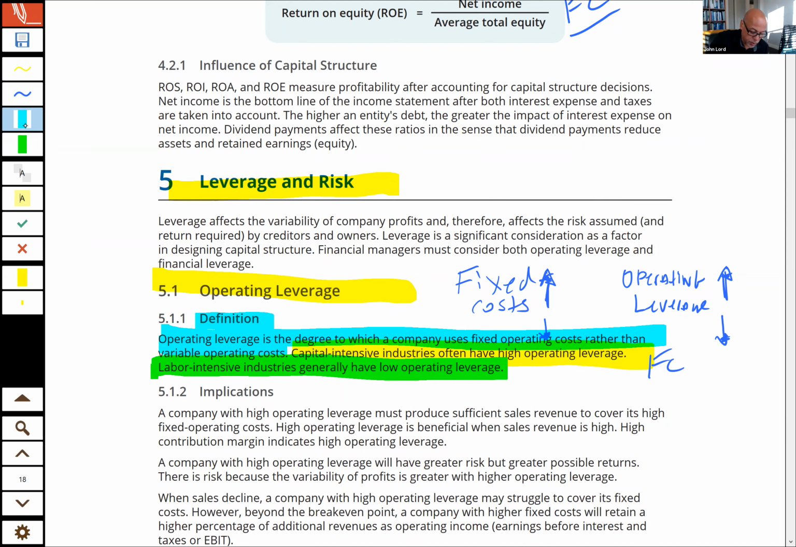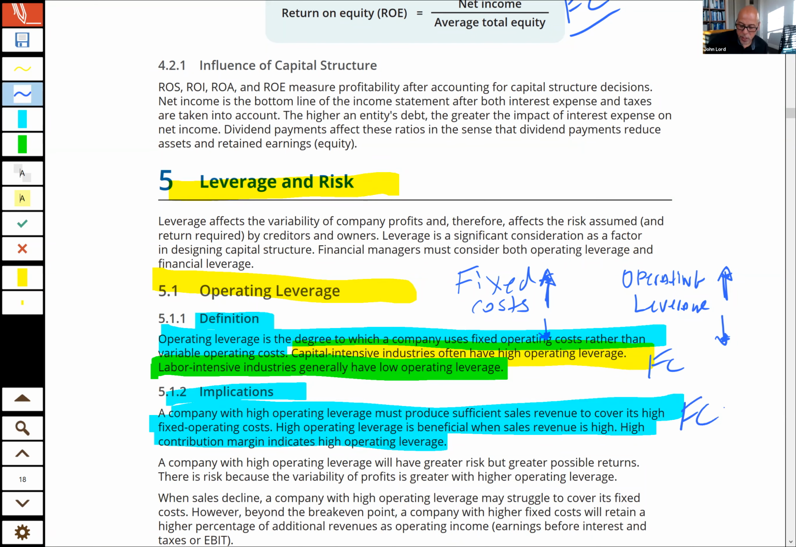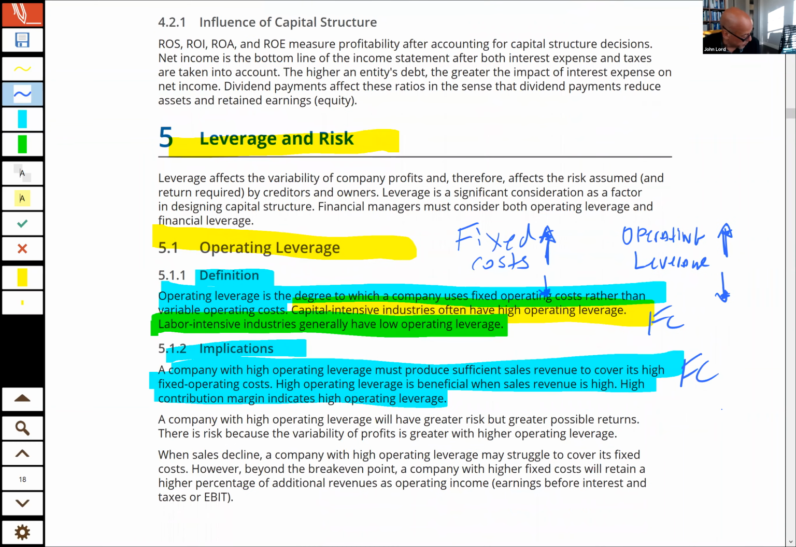Now, let's take a look at the implications. A company with a high operating leverage must produce sufficient sales to cover its high fixed cost. High operating leverage is beneficial when sales revenue is high and contribution margin is high, right? When sales revenue is high, contribution margin more quickly covers fixed costs, since contribution margin goes first to fixed cost and then to profitability, right?